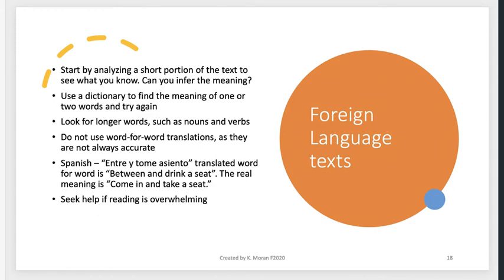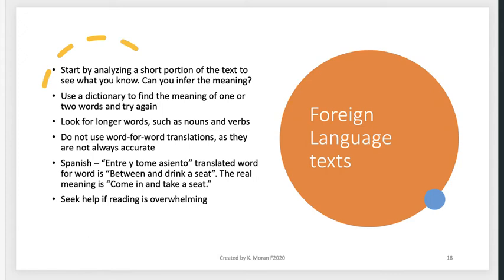The foreign language texts, of course, are something that is very, very different because we're reading in another language. So what you want to do is look at short portions of the text and analyze them. See if you can actually infer the meaning without using a dictionary. It's important to try to read as much as possible without using a dictionary, because this will actually help you improve your reading ability. Also, if you're looking up words in a dictionary all the time, the speed of your reading is very, very slow.